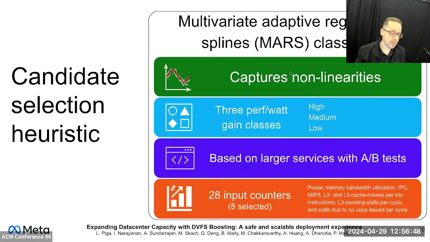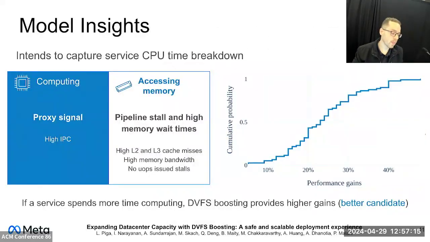It can help us capture the non-linearity, and we have 3 classes. The class has high, medium, or low performance per watt if you enable DVFS boosting. And this is all based on the large services that have applications and A/B tests. So we collect this and build this infrastructure. We provide 28 counters there, and MARS selects 8 counters for us to figure out the applications to run.